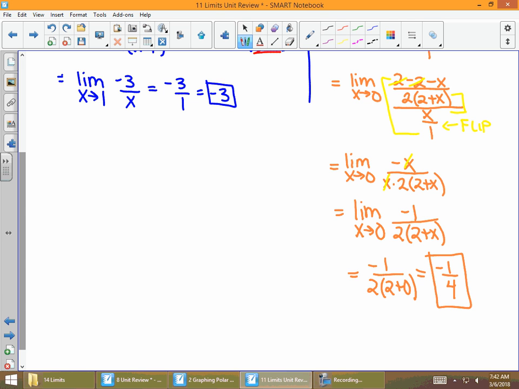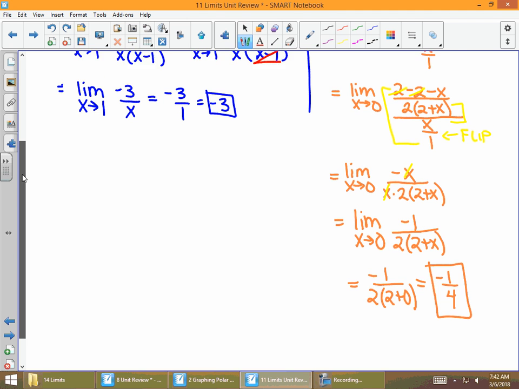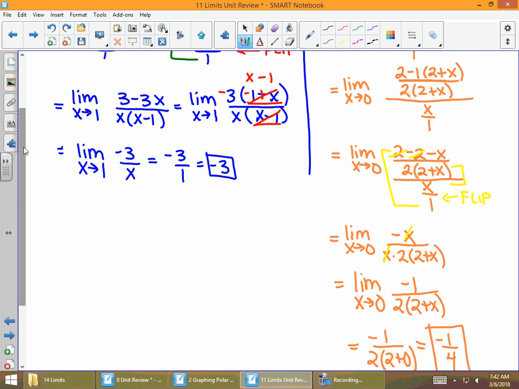Lots of algebra, lots of precision work. None of the steps are difficult, but there are a lot of places that you can make mistakes. So double check your work, go slow, and the next video is going to be all about our asymptote rules and end behavior.